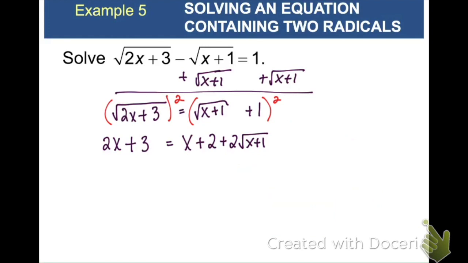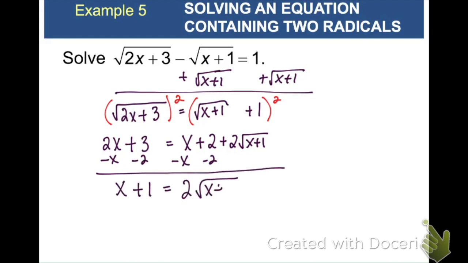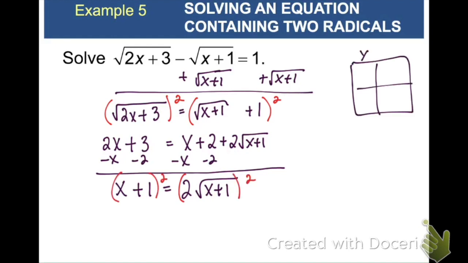Now we're going to repeat our steps 1 and 2 again since we have a radical still. So we're going to isolate our radical. It's okay to leave that 2 in front of the radical with it. Now we're going to square both sides so that we can cancel out our radical.